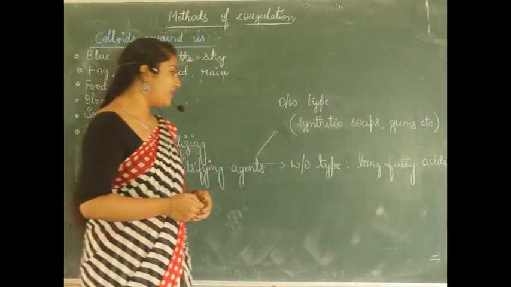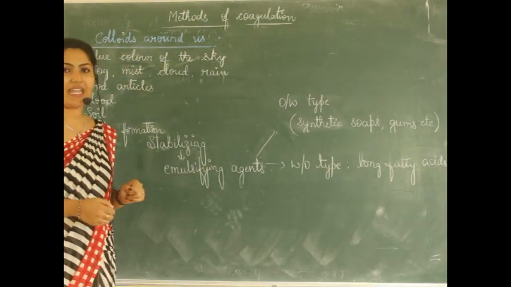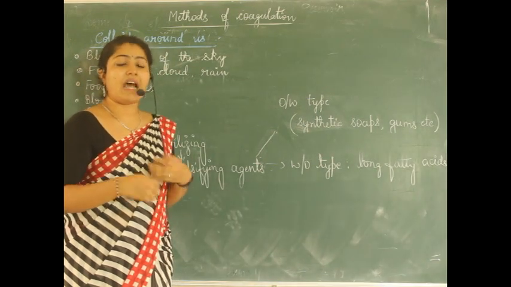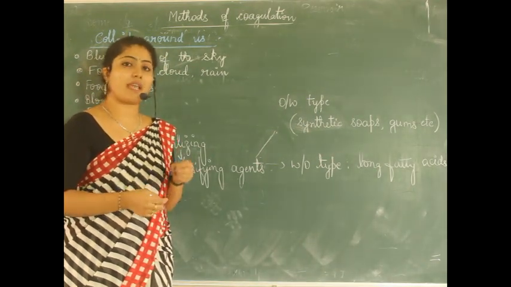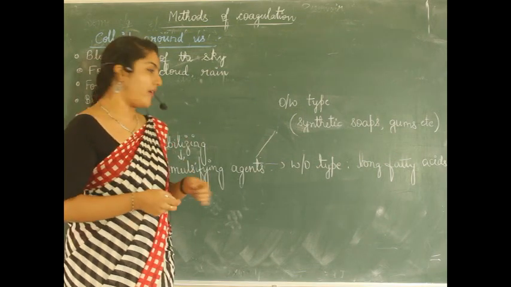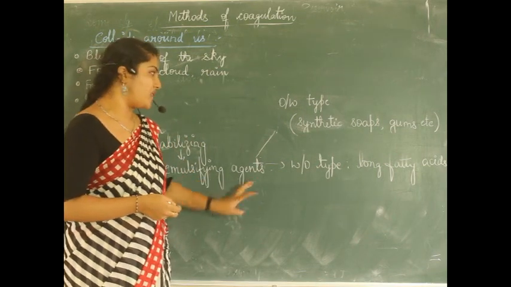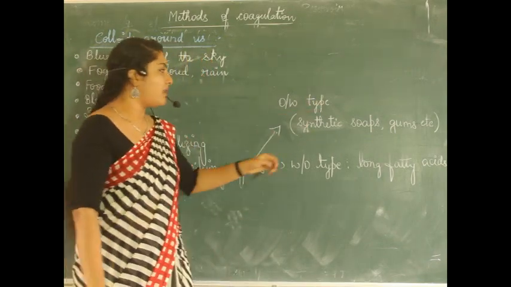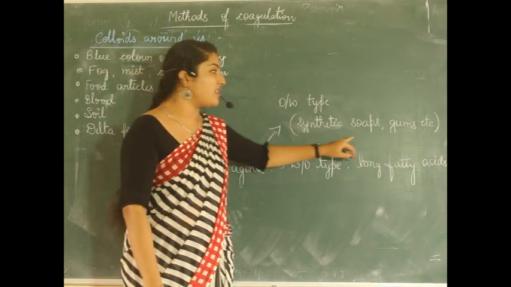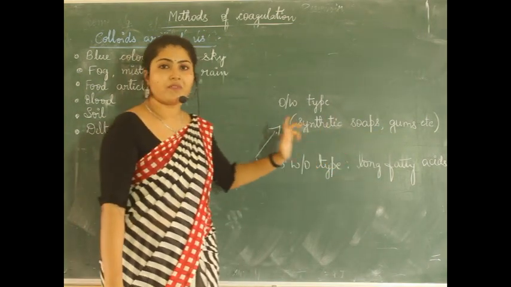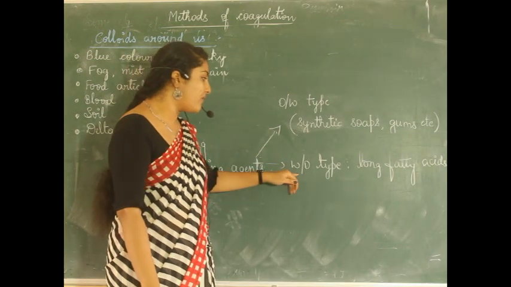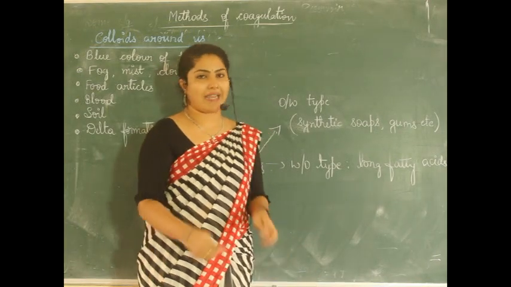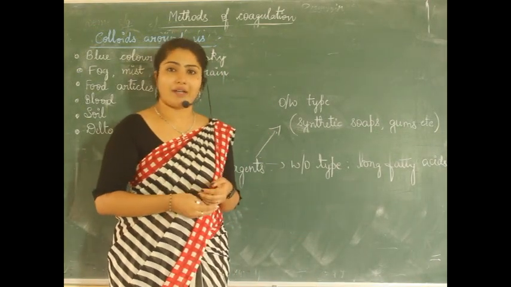Okay, so here we were speaking about emulsifying agents. I have told you the stabilizing agents which can prevent the instability of colloids. That means which can avoid the coagulation of colloids is called an emulsifying agent. So in oil in water type of colloids, the stabilizing agents can be synthetic soaps or gums, etc. Whereas in water in oil type, long chain fatty acids can be used as stabilizing agents. This is what we need to know about emulsions.